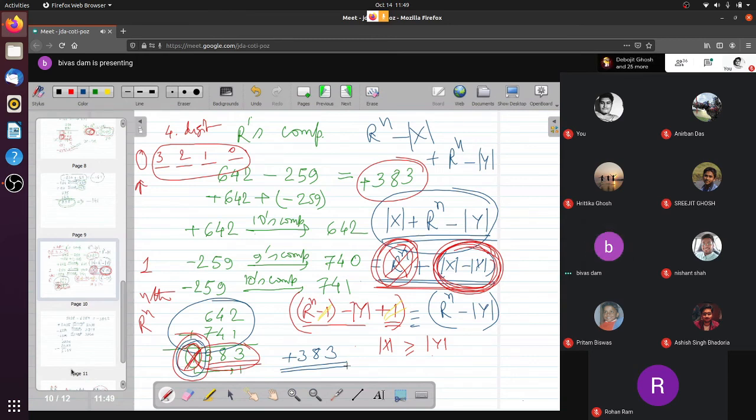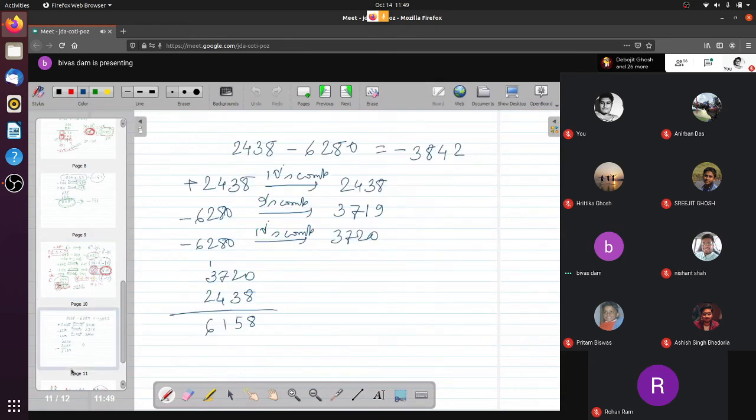But in case there is no end around carry, here you find that there is no end around carry. There is nothing. So this is called end around carry, which is also called the final carry.